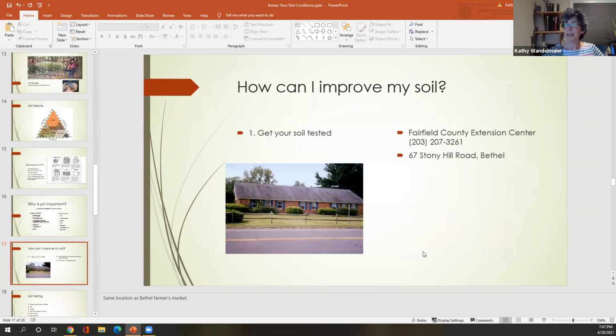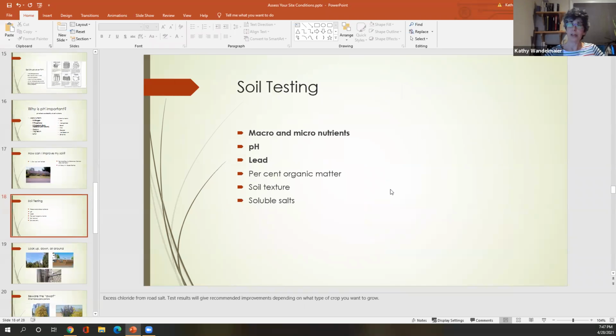And I highly recommend, if you are not familiar with the Cooperative Extension Office, which is on Stony Hill Road in Bethel. This is the same place where the farmers market takes place in the summertime. It's a very good place to know about. The Fairfield County Cooperative Extension Office is here, and they have soil testing literature that they will give to you, which will explain how to take soil samples from your property and what to do with the samples once you have them, where to send them.